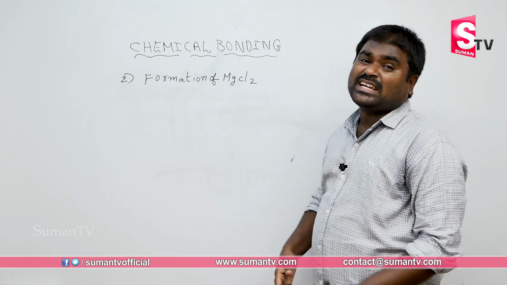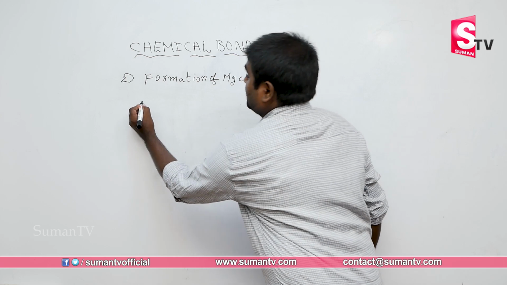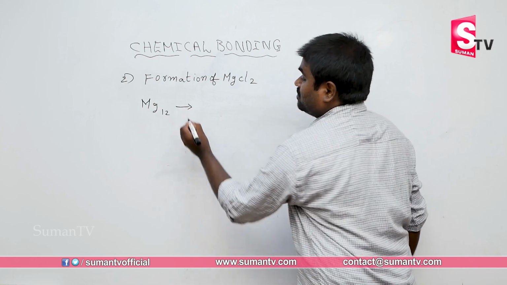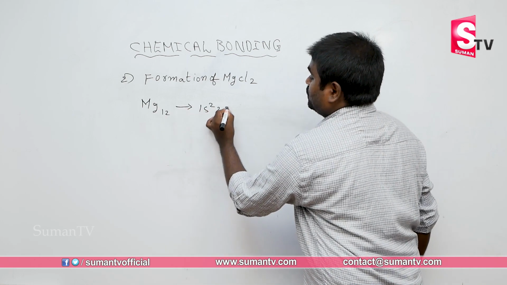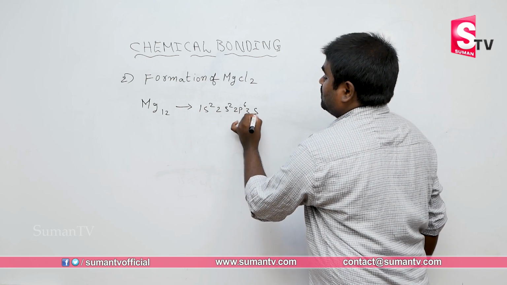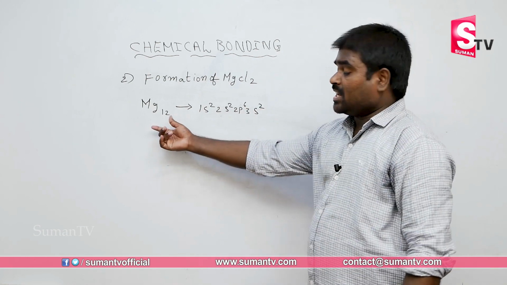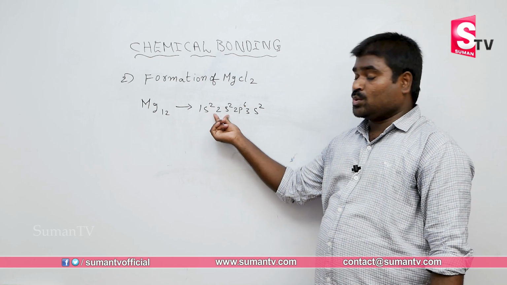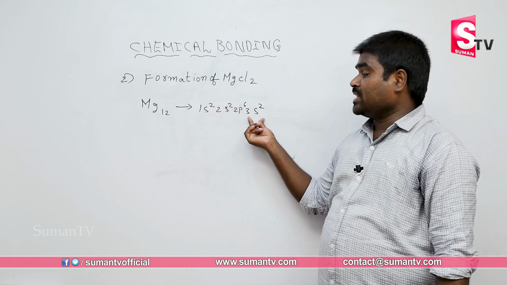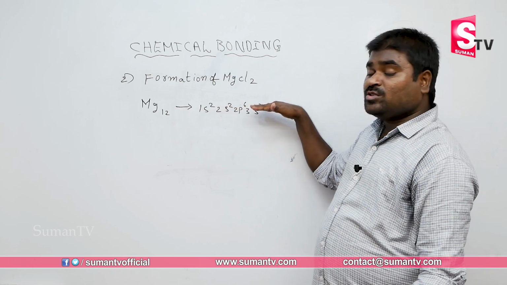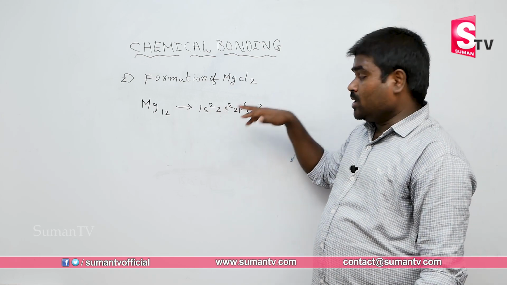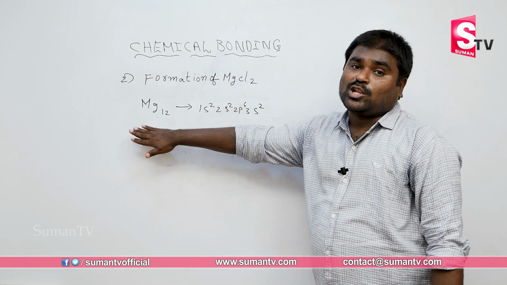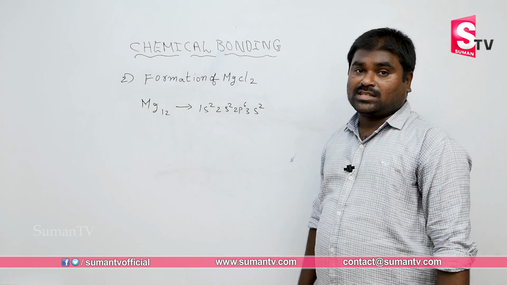Magnesium atomic number is 12. Start writing the electronic configuration, children: 1s2, 2s2, 2p6 and 3s2. Check it, children. Magnesium atomic number 12, the electronic configuration 1s2, 2s2, 2p6, 3s2. Count the superscript values, and that gives the atomic number: 2 plus 2 is 4, 4 plus 6 is 10, 10 plus 2 is 12, which is the magnesium atomic number.